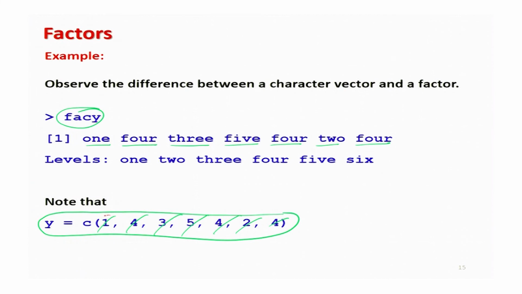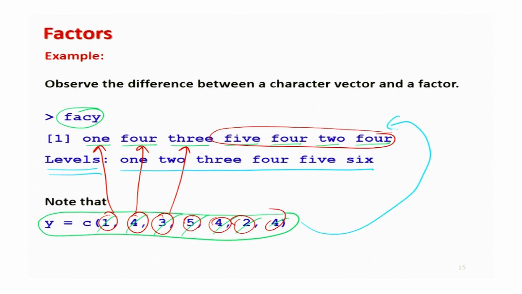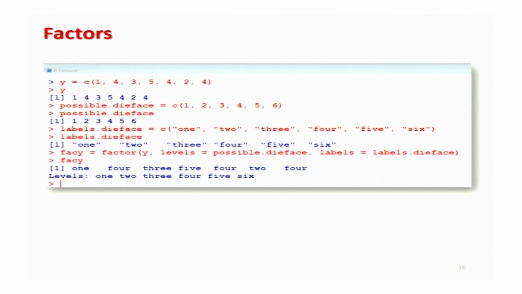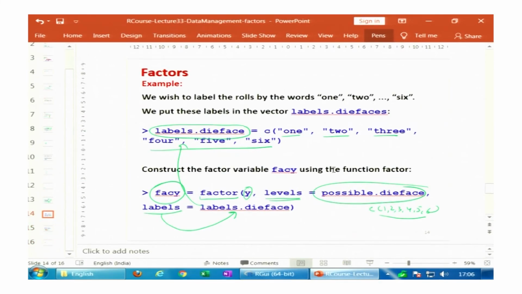This has converted the number 1 into ONE, number 4 into FOUR, number 3 into THREE, and similarly 5, 4, 2, 4, these are characters now, and these are the labels, and these labels are indicated by 1, 2, 3, 4, 5, 6. That means these are the labels which have been used, and the data in the y vector has been converted using these labels, right. That is how things work, and if I show you this operation on the R console, possibly this will make things very clear.